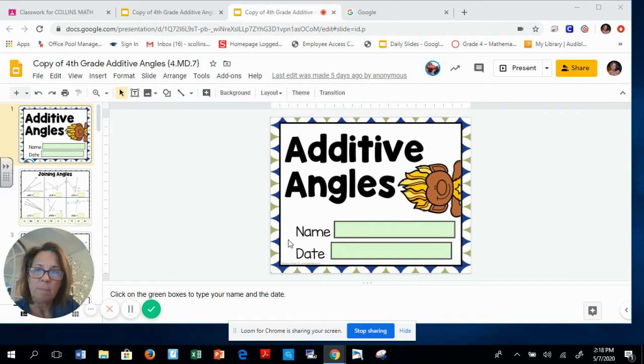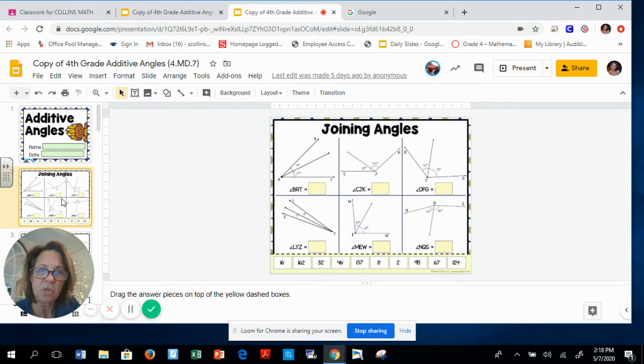So joining angles. On this first slide where we're joining angles, this little sign right here, it looks like a less than sign, is an angle sign. So that's angle BRT. If I find my B, R is the middle one, T, that's angle BRT, that whole angle right there.